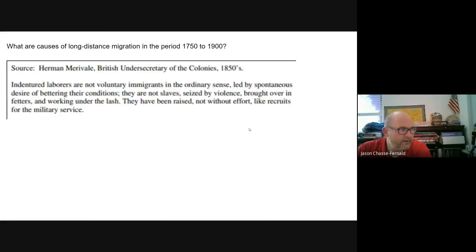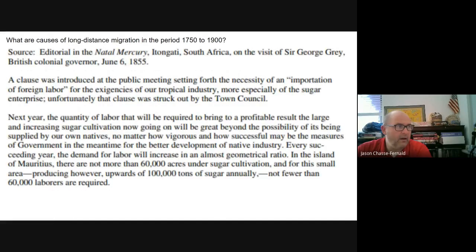What are causes of long distance migration from 1750 to 1900? Feel free to answer that and email it to me if you are out. Once again, feel free to read through this and email me the response if you're out.